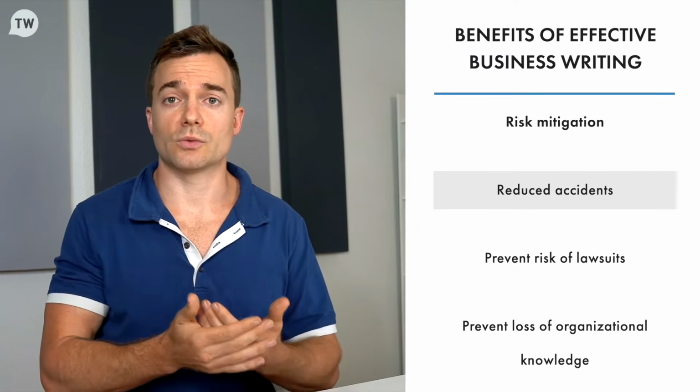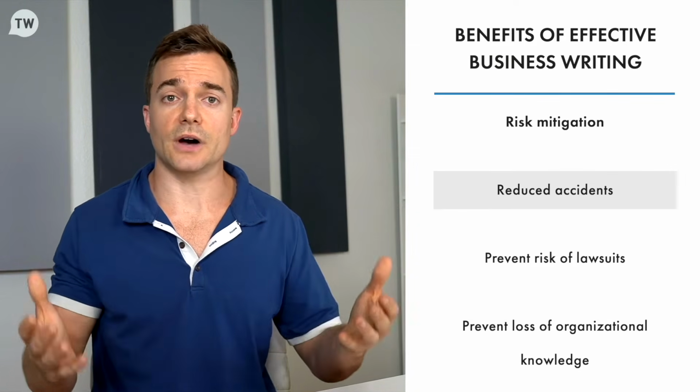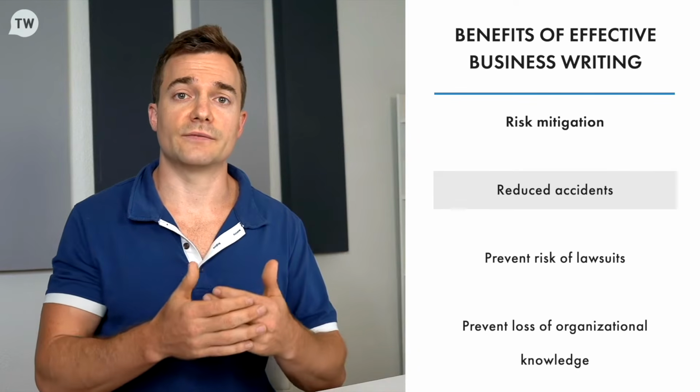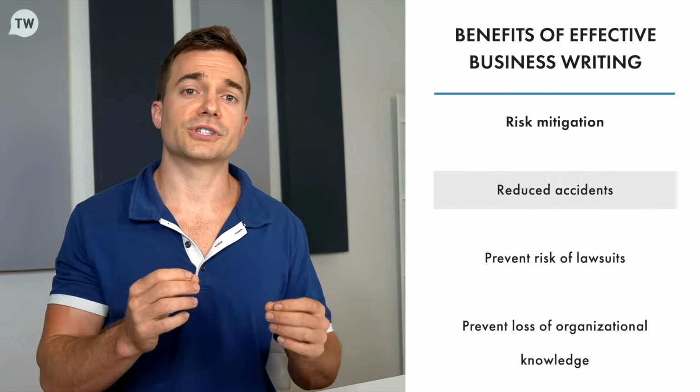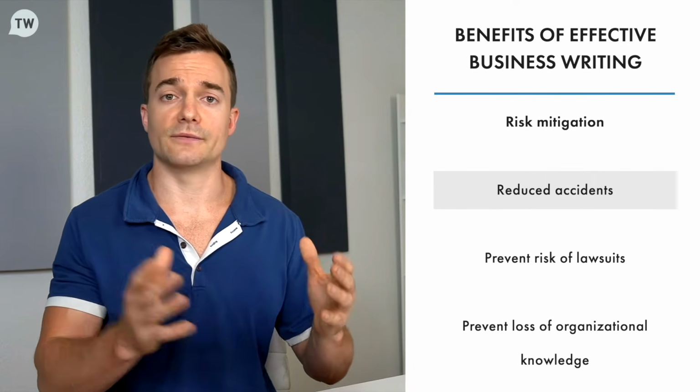Then we have risk mitigation, which leads to reduced accidents. Fewer accidents occur when work instructions are simple, up to date, and easy to follow. And staff is more willing to read and follow procedures when it's easy to find the information they're looking for. And clear procedures can reduce errors caused by ambiguous or conflicting content.